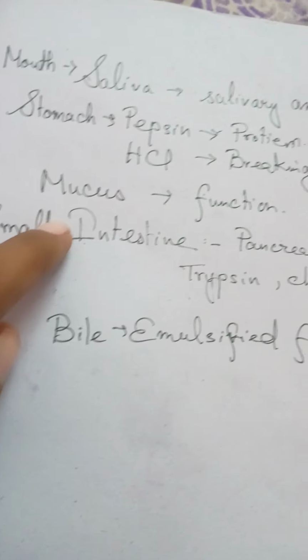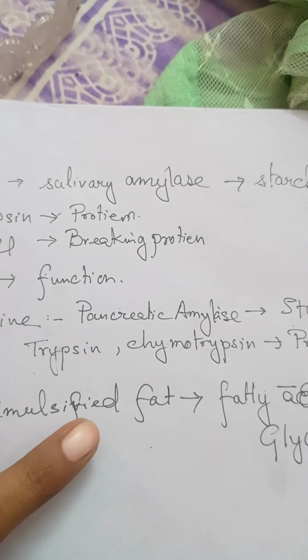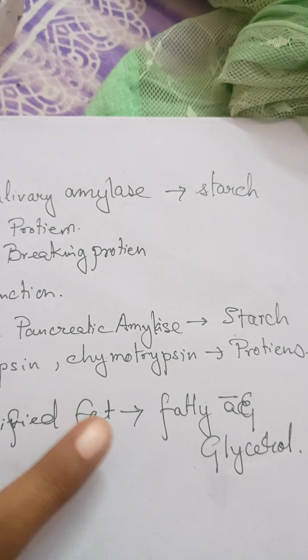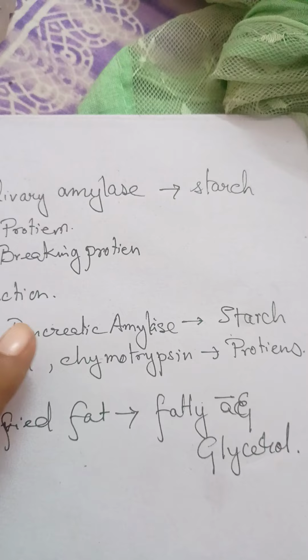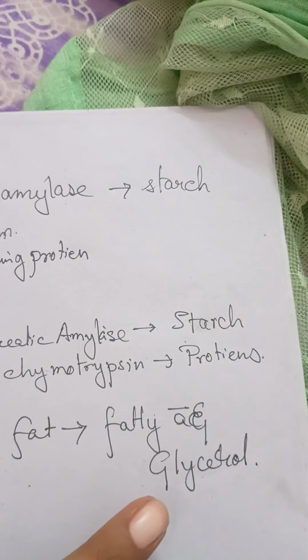First the bile will act on the fat, and it will change into emulsified fats. These emulsified, or small droplets of fat, will again be acted on by lipase in the small intestine, and it will change into fatty acids and glycerol.